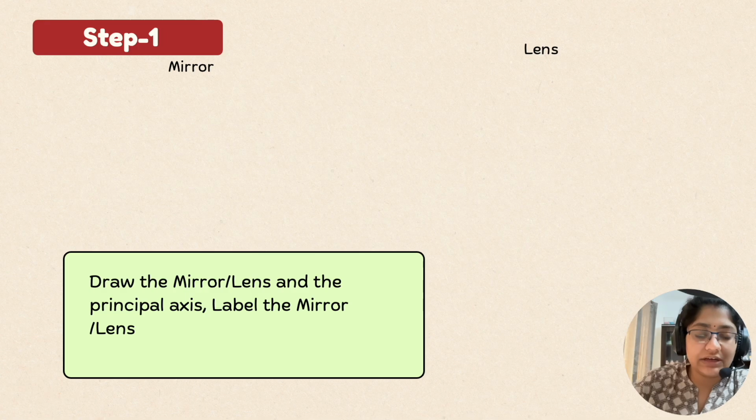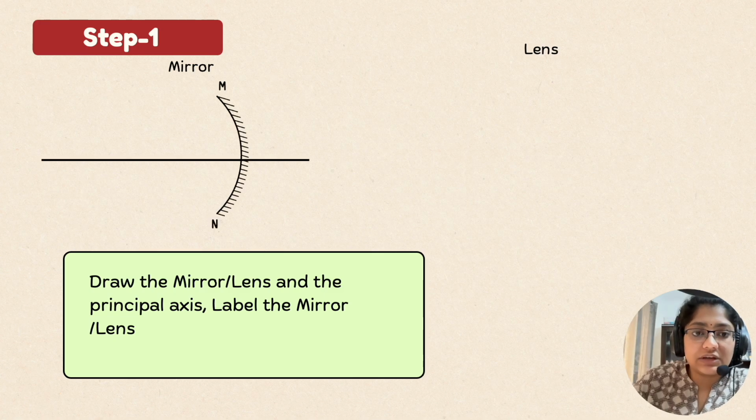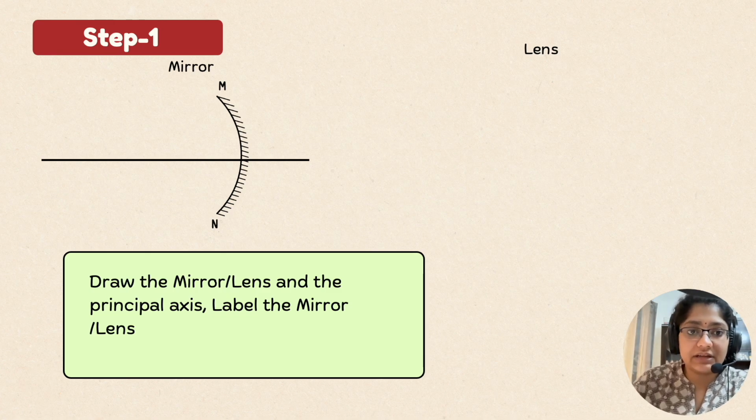Step 1 would be to draw the mirror or the lens and the principal axis. And you should label the mirror or lens, which is one of the most important points. So you will draw the mirror, you will shade the part which is not reflective. In case of a concave mirror, it is on the back side, and in case of a convex mirror, it will be in the front, and you will draw a line perpendicular to the mirror.